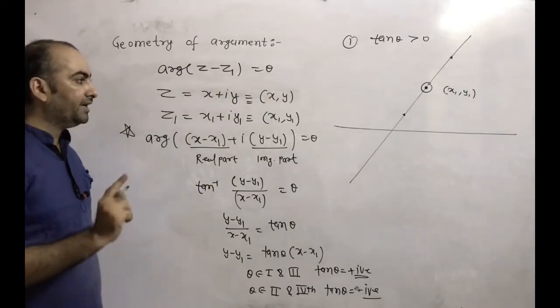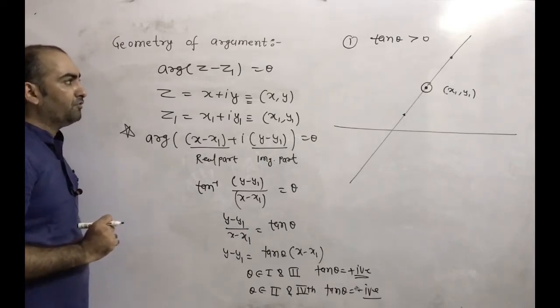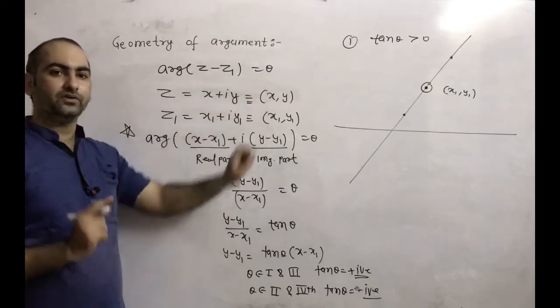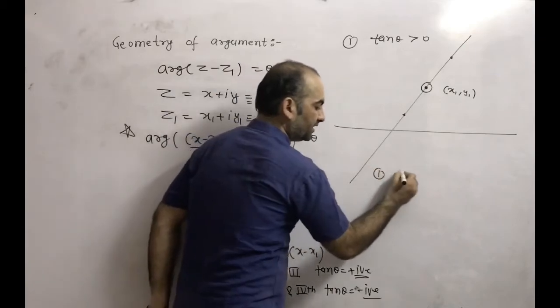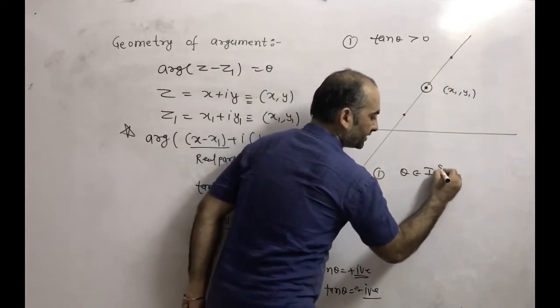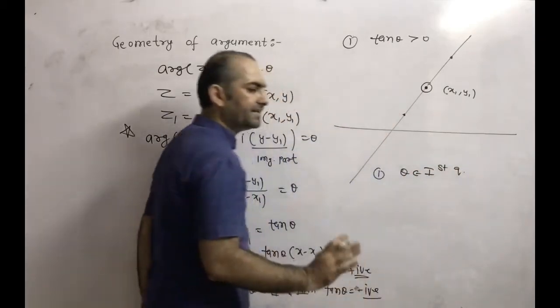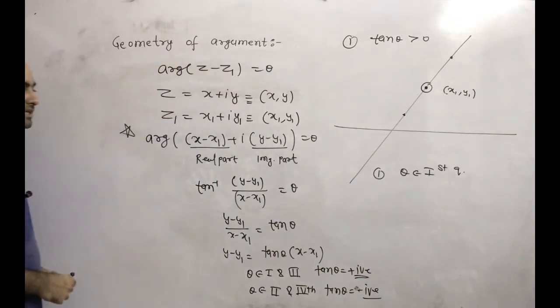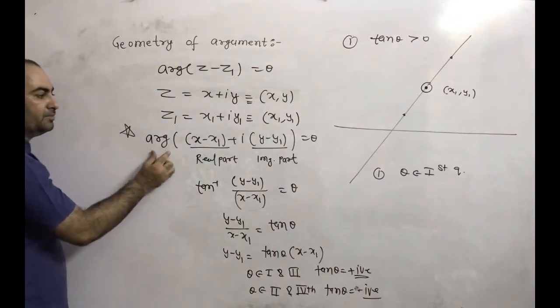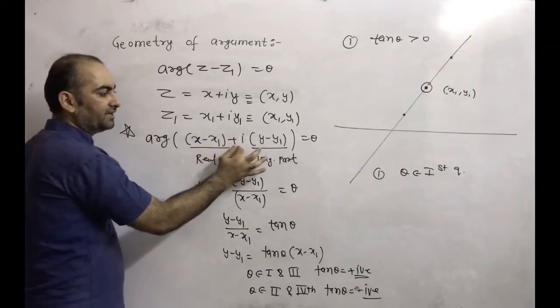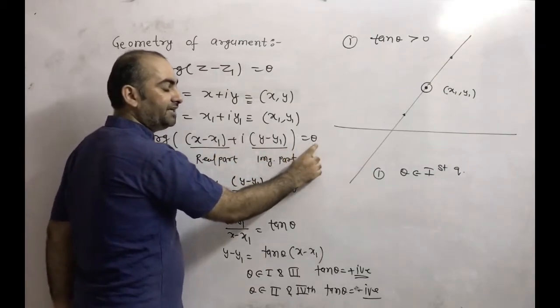Okay, now here two cases are possible. First is, if theta is in the first quadrant. Okay, the first case is theta belongs to the first quadrant. Okay, it's very simple. That means in this equation, argument of x minus x1 plus iota times y minus y1 equals theta, where theta is in the first quadrant.